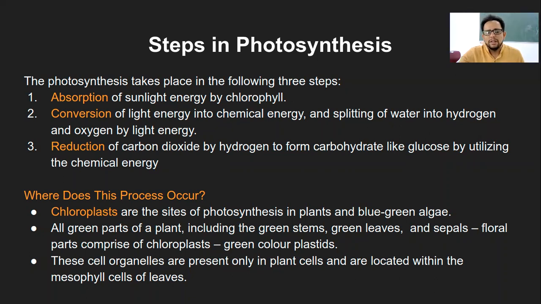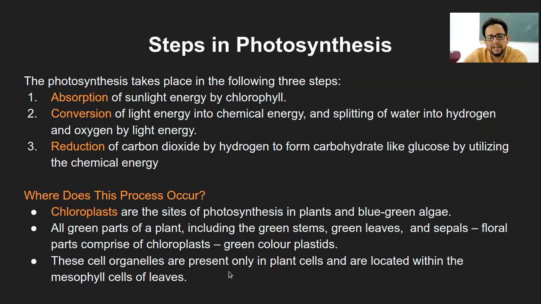Now, all of the green plants or all of the green parts of the plant, like I said earlier, including green stem, green leaves, and the sepals, will comprise chloroplasts, also known as green color plastids. I assume you would again remember what plastids are. These are specialized structures which encompass your chloroplast and the genetic material which is present in this chloroplast.